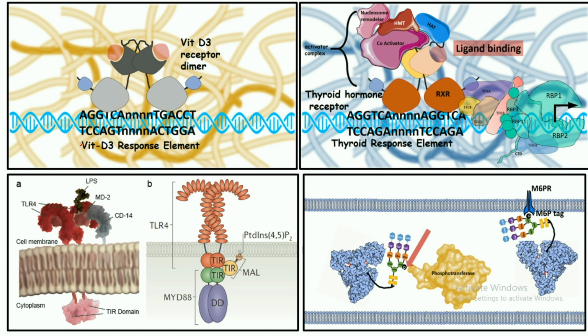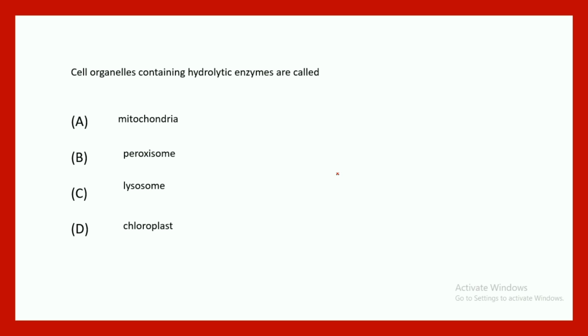But it is not a signaling cascade. So it is a receptor ligand interaction obviously, but it's not a signaling cascade. So the correct option was actually mannose receptor. Okay. Next question says, which cell organelles containing hydrolytic enzymes are called?